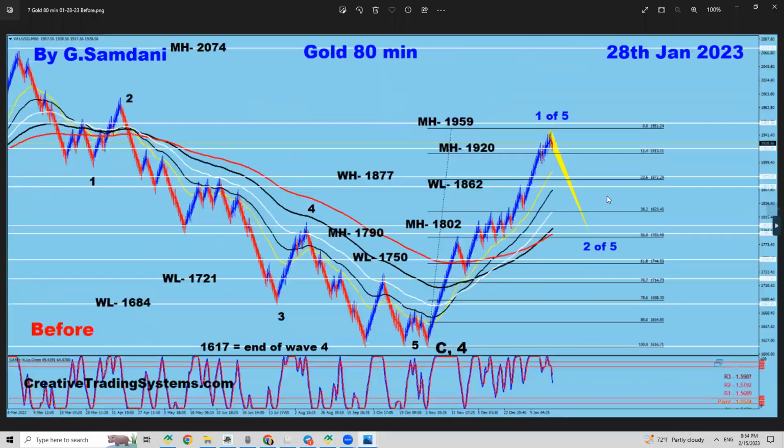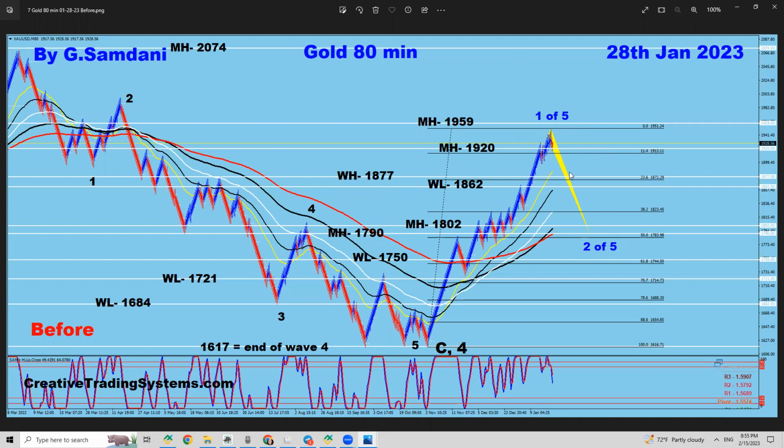Oh yeah, so this is the chart I made on the 20th of January. This is wave 1 of wave 5, and then it's going to drop to wave 2 of 5. Remember, we are going for wave 5 of wave 5. That wave 5 will also have 5. Well, I don't want to get into that. It just gets complicated, right?